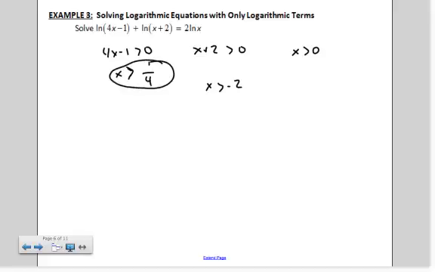So we're going to write that's what our domain is. Your domain is that x must be greater than 1/4. That's from that point on. All three of these overlap. That's what you're looking for.